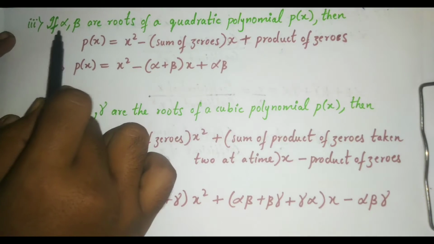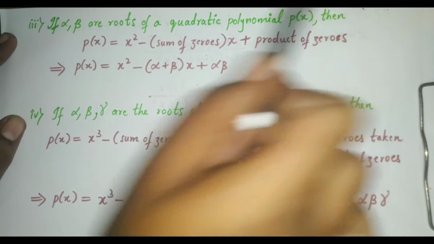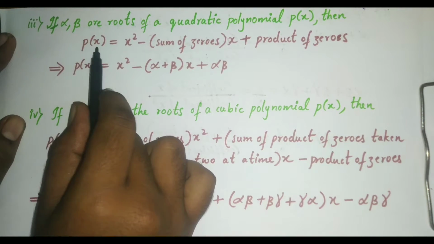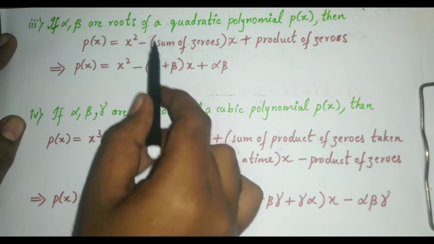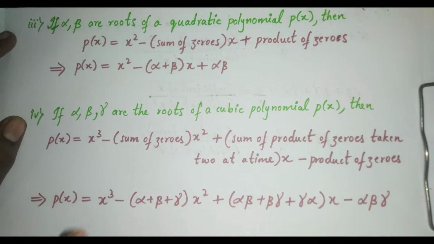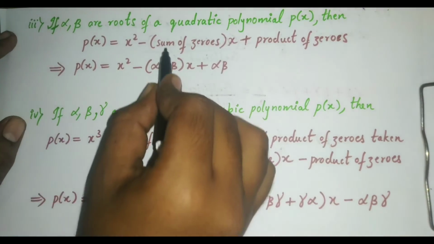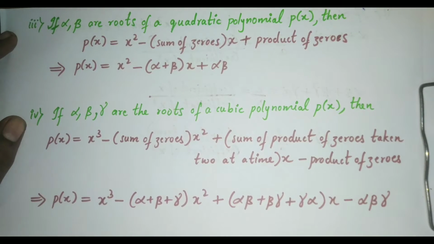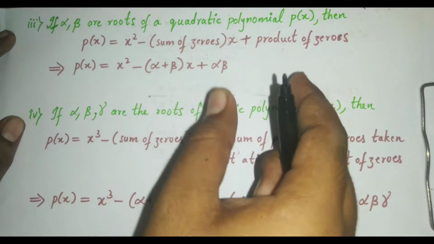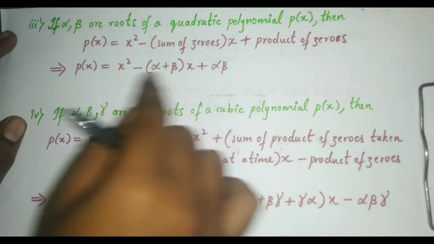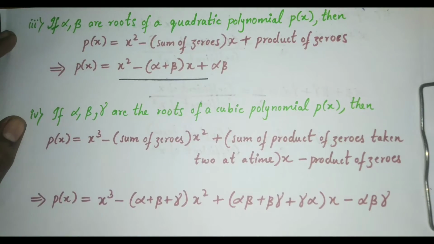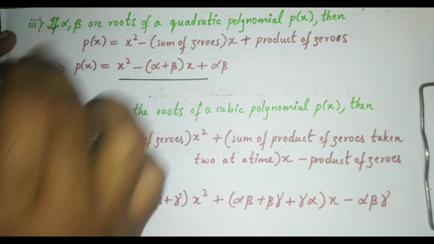Third thing you have to remember is that if alpha, beta are roots of the quadratic polynomial p of x, then the polynomial is p of x equals x square minus sum of zeros into x plus product of zeros. Roots means the same thing, zeros. This formula is to find the quadratic polynomial if sum of zeros and product of zeros are given. Fine. So in the earlier first and second points you have studied how to find the sum of zeros and product of zeros. If sum of zeros and product of zeros are given in the question, then how to find the quadratic polynomial? You have to use this formula. Fine. This is the formula to find the quadratic polynomial if the roots are given.